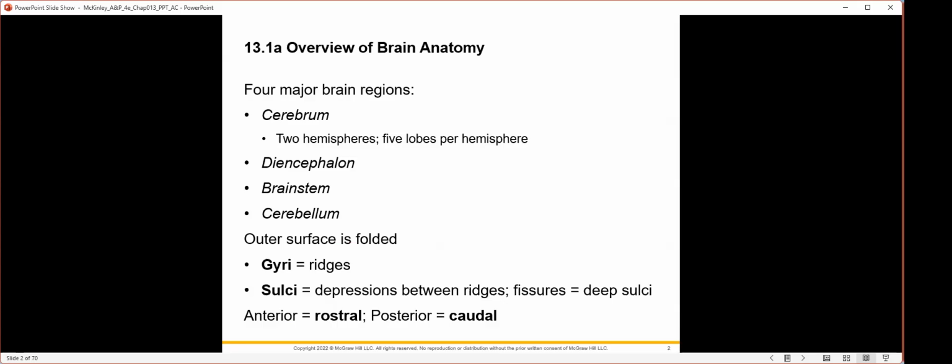Inferior to cerebrum and diencephalon, we have the brainstem, which is comprised of the midbrain, pons, and medulla oblongata. And then inferior to the occipital lobe on the back of the brain, we have cerebellum.